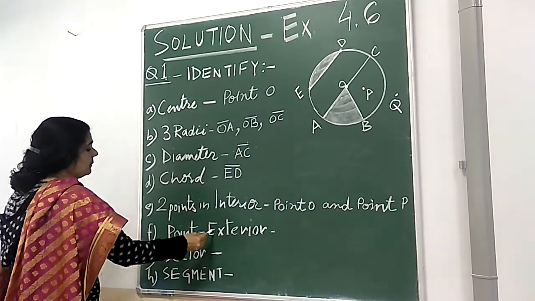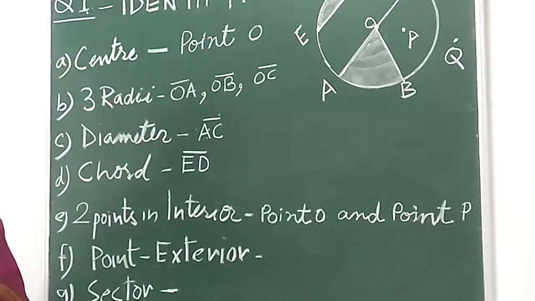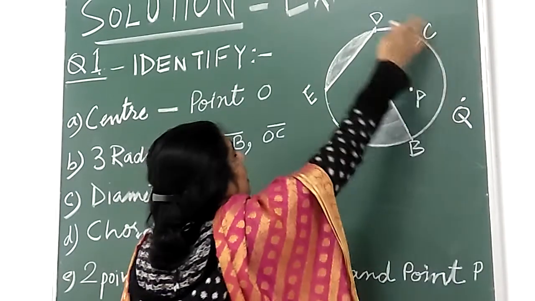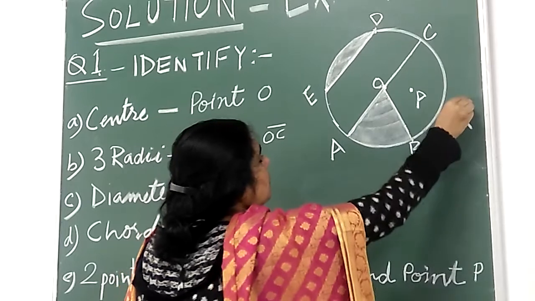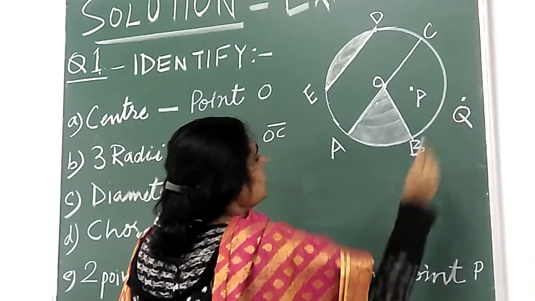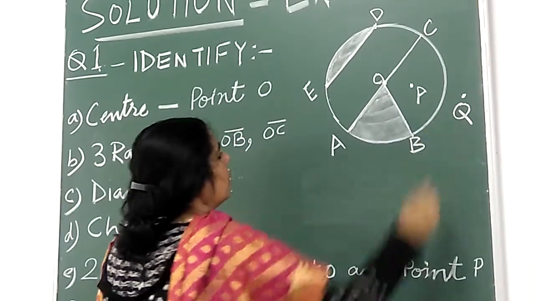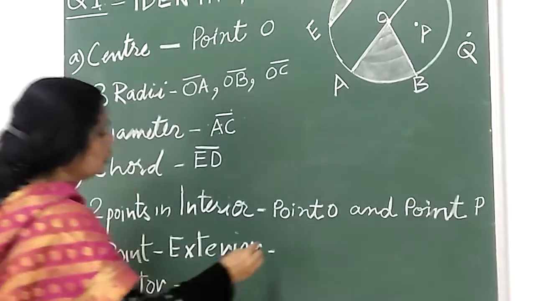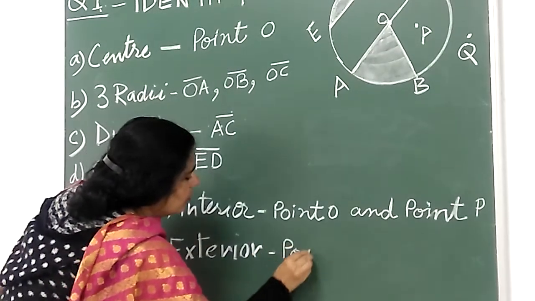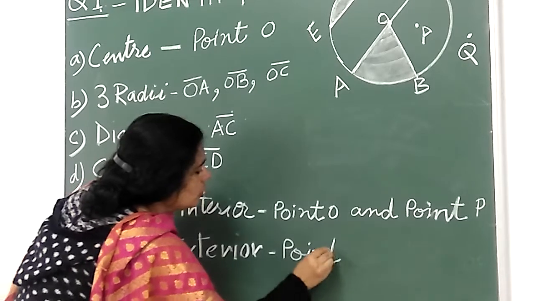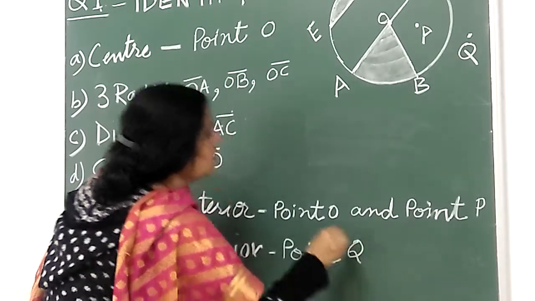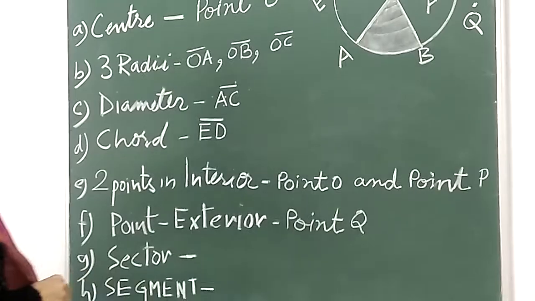Now point in the exterior. Now this part is exterior, outside the circle. So this point is in the exterior of a circle. So we can say point Q. Point Q is in the exterior of the circle.